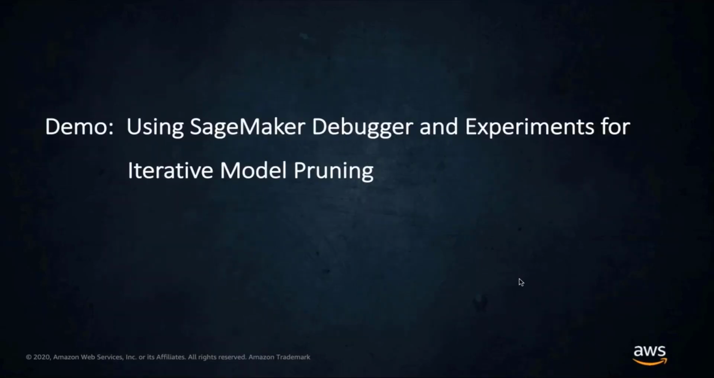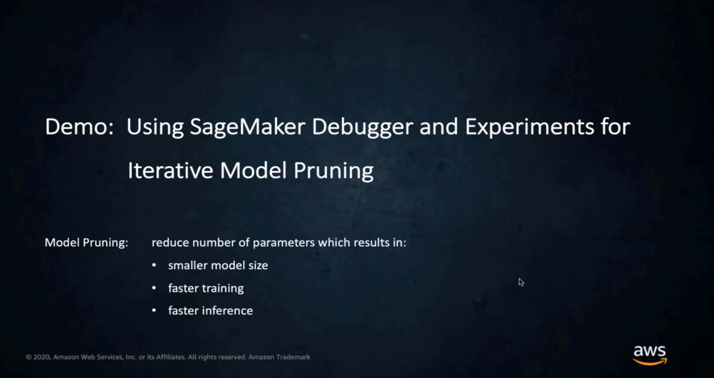So now I would like to focus on the demo. In the demo, I will show you how we can use Debugger and experiments for a specific use case. I will show you iterative model pruning. And first, why should we actually care about model pruning? Model pruning is a technique that basically allows us to reduce the number of parameters in our model, which results in a smaller model size, faster training and faster inference.